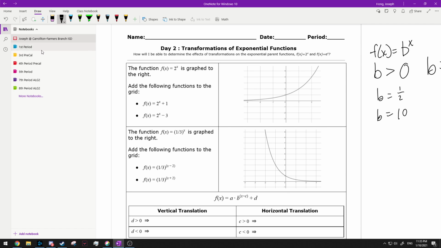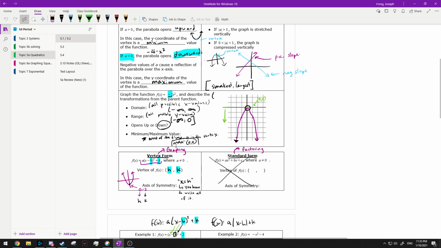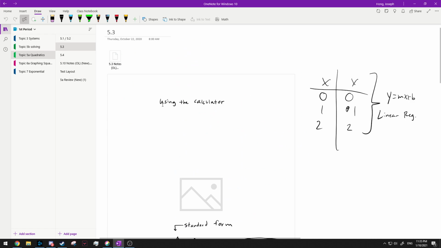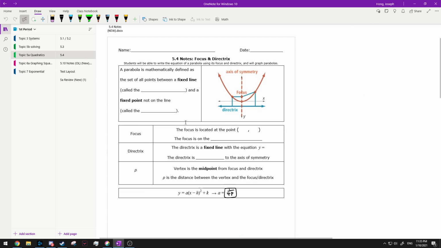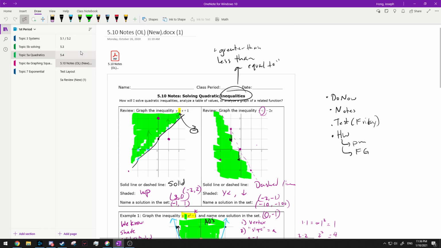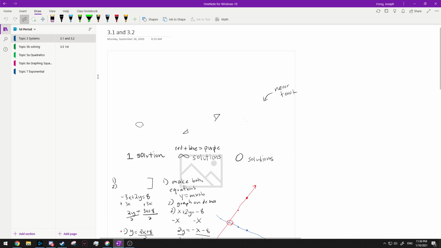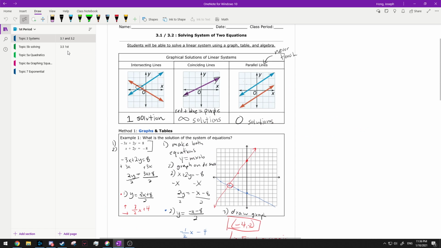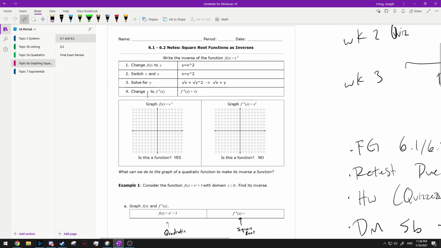So let me try to find a old transformation notes. No, this is solving. Okay, this one's pretty good.